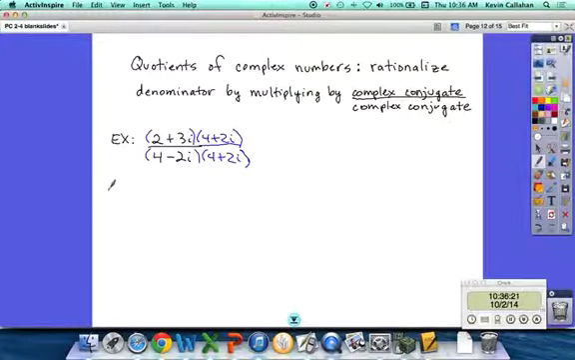Now, see what happens. In the numerator, it's a FOIL. So 2 times 4 is 8. 2 times 2i is 4i. 3i times 4 is 12i. And 3i times 2i is 6i squared.